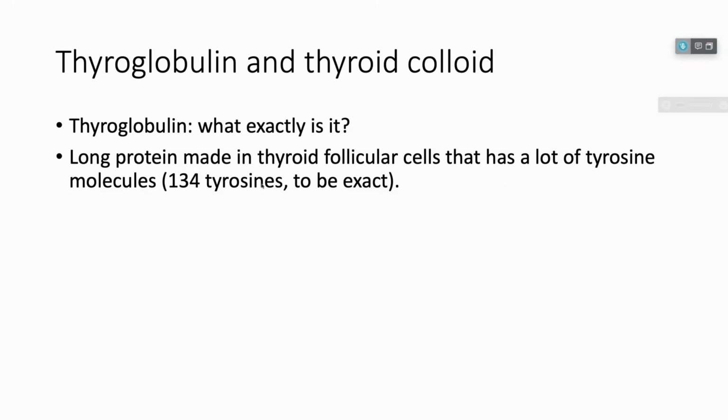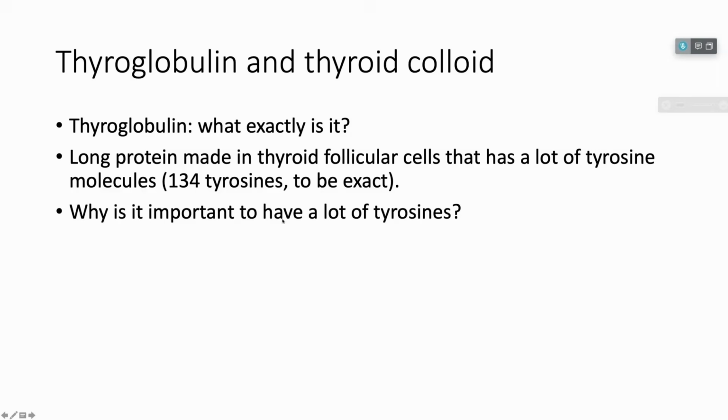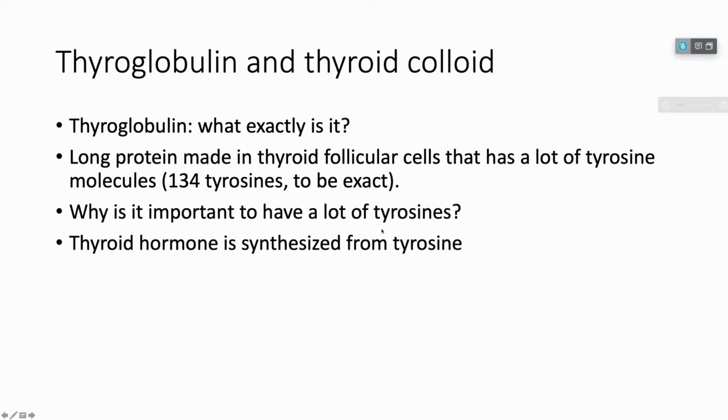Why? Because guess what thyroid hormone is made out of? Tyrosine, right? So why is it important to have a lot of tyrosines? We just said, thyroid hormone is synthesized from tyrosine. So Mashoud, when we say T1 or T2 or T3, T4, what do the 1, 2, 3, and 4 refer to? I think it's how many atoms will be attached to that one tyrosine. What specific atom? Remember, thyroid hormone is made out of two things: tyrosine and iodine. So it refers to how many iodine or iodide atoms there are. Yeah, that's it. That's literally all it is.